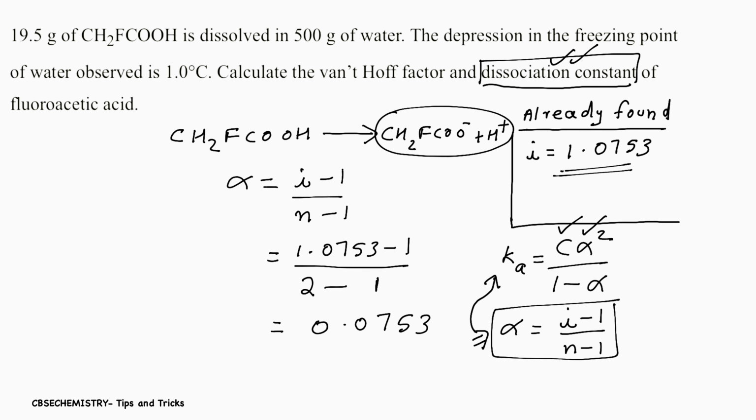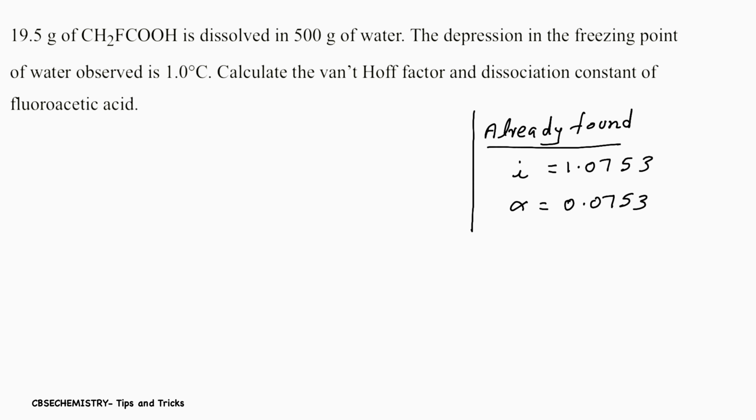Remember those two equations, okay? The dissociation constant is C alpha square by 1 minus alpha, and for degree of dissociation alpha, what is the equation? i minus 1 by n minus 1. So we got alpha. Now our last task is what? Finding dissociation constant. Now we have to find dissociation constant, right? Ka. What is the equation? C alpha square by 1 minus alpha. So first we have to find C, right? For finding Ka, first we have to find C.